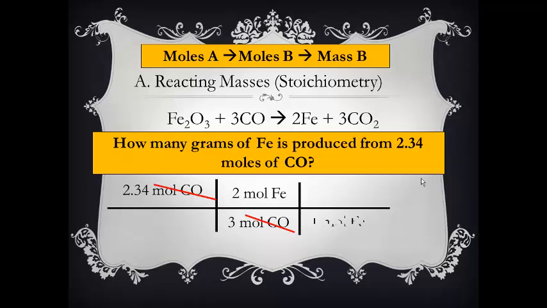So I need to know the molar mass of Fe. In 1 mole of Fe, there's 55.845 grams of iron. That comes from the periodic table. You gotta cancel out moles. You can multiply and divide. You get 87.1 grams of Fe. So if I did this in the lab, I would assume I would get 87 grams of iron.